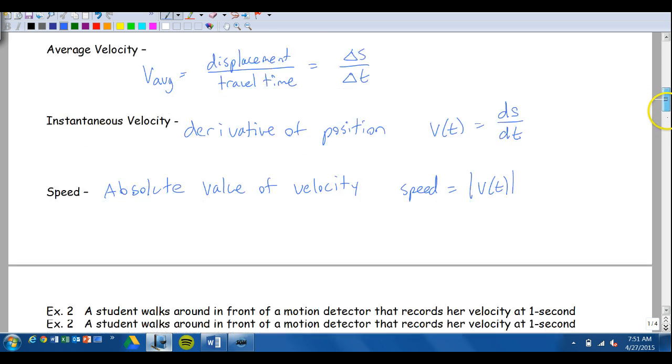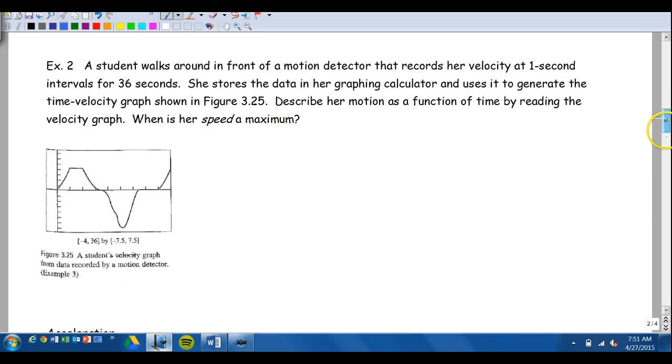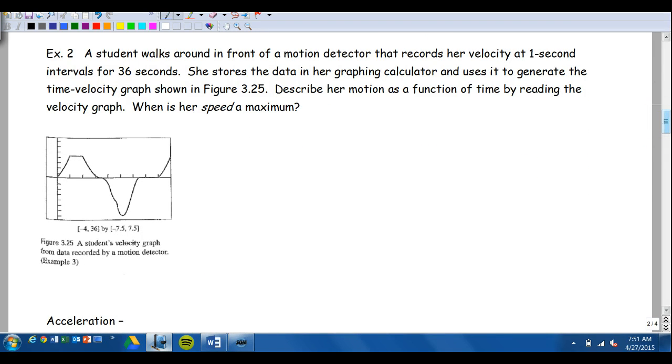Good. All right. Let's go on. This you have to be very careful about. This is a velocity versus time graph. It's 4 by 36, so this is going at intervals of 4. And time goes up by, I think, ones. So this student's walking in front of it, and it's recording the speed, or I guess velocity, I should say, which is direction.